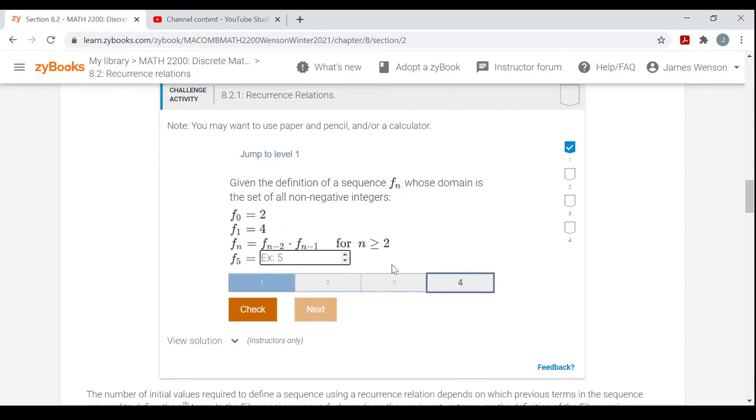Yeah, the fourth level. Now notice how the fourth level, the rule, to get one term, I need to know the previous 2, right? N minus 1, n minus 2. And they want you to go all the way out to f5. Right, f5, the 6th term. The first term is at 0, so f5 is the 6th term of the sequence. All right.